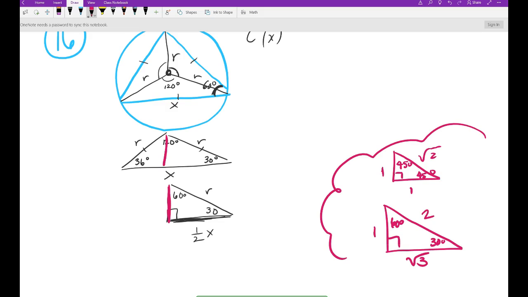So opposite 30 is 1. Hypotenuse is 2. Great. Cosine of 30 degrees is 1. Are you sure? Cosine is adjacent over? So what's adjacent of 30? Rad 3. All right, now that we have a quick review of trig, I need to review this.